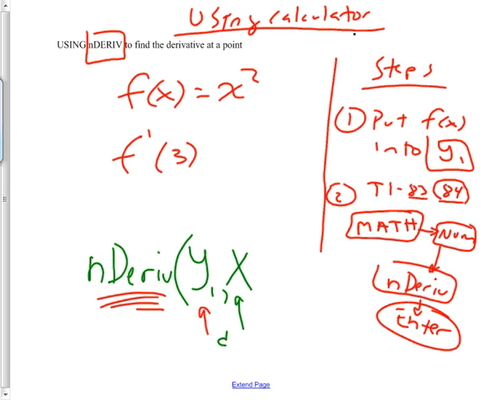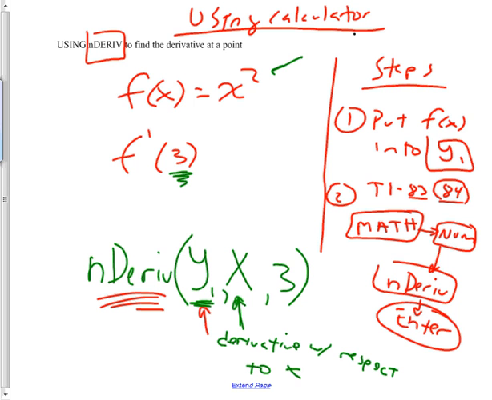So we want to take the derivative with respect to x of the function that's in y1, and that's x squared, and we want to take the derivative when x equals 3. So what's the instantaneous rate of change when x equals 3? This is the keystroke. We have y1, x, and 3.